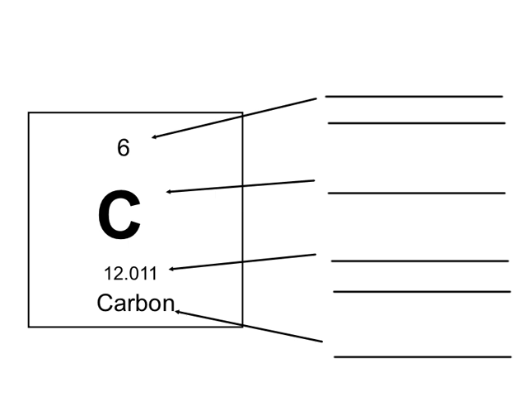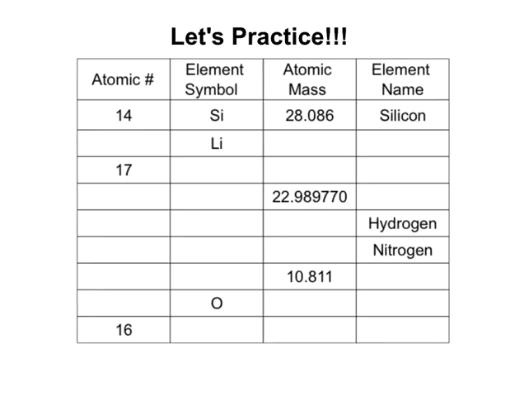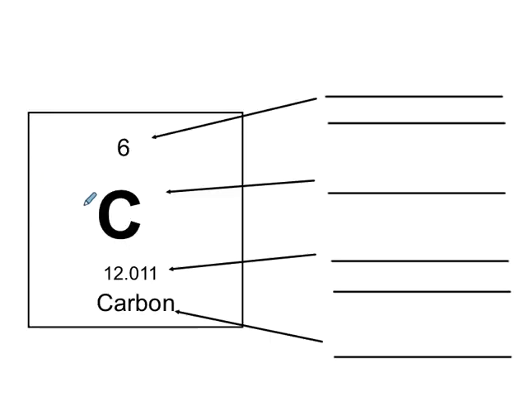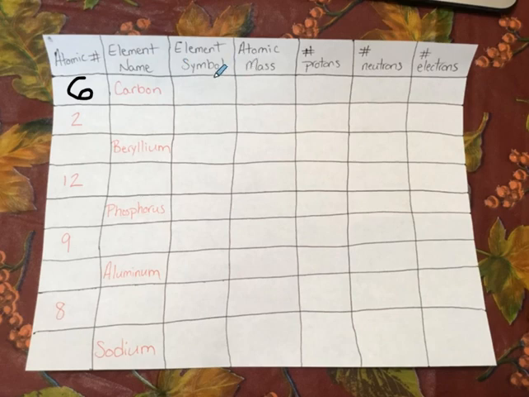Here's what your carbon square on your periodic table should look like. This tells me that the atomic number is 6. So I'm going to go back, and in my table, I'm going to fill in that the atomic number is 6. Then I have to find the element symbol. It has a big C. This is my element symbol. C stands for carbon.